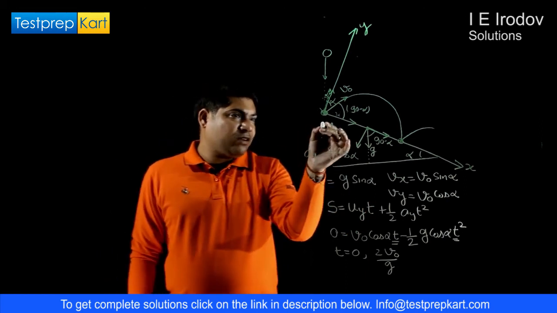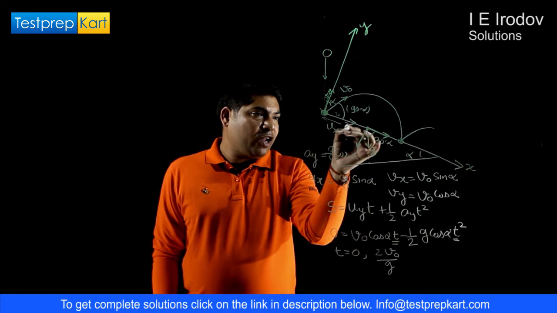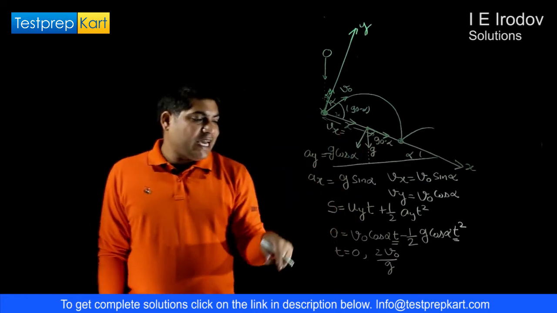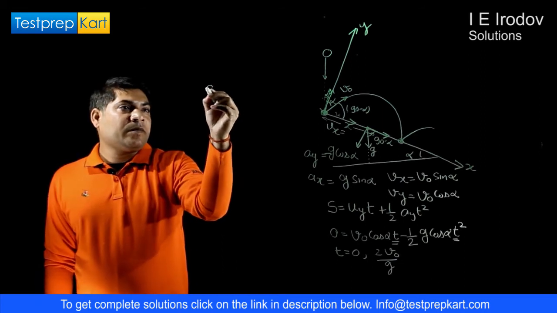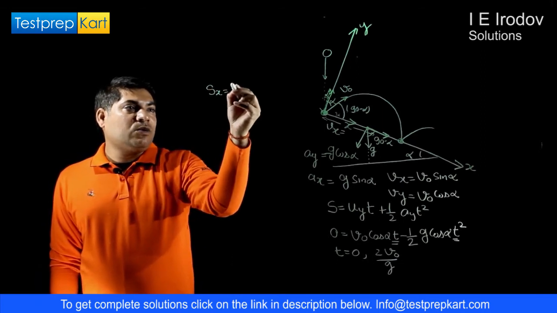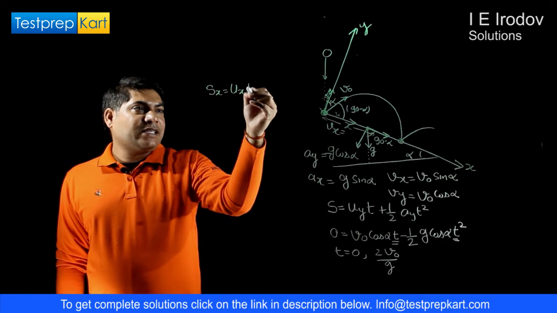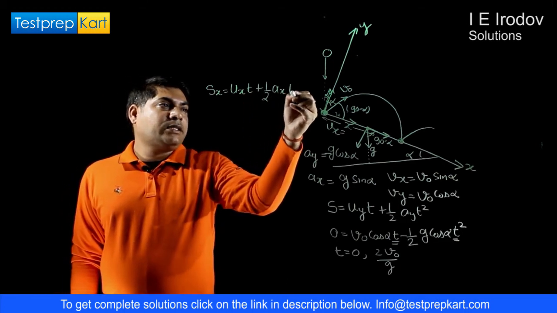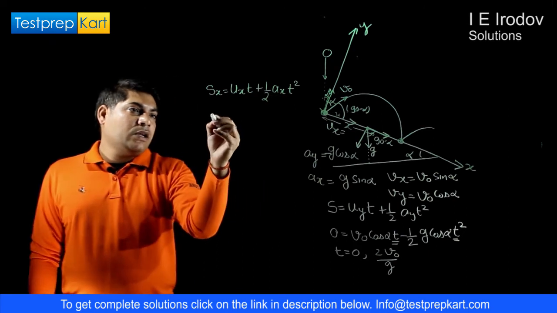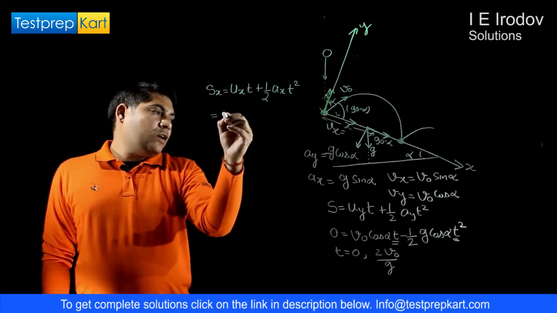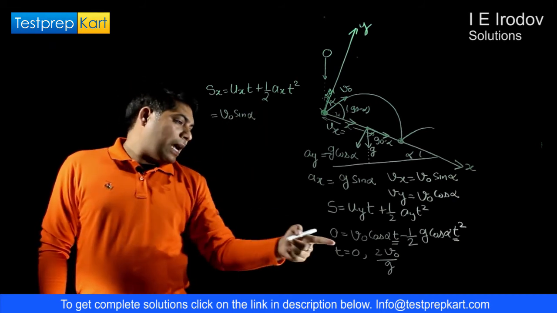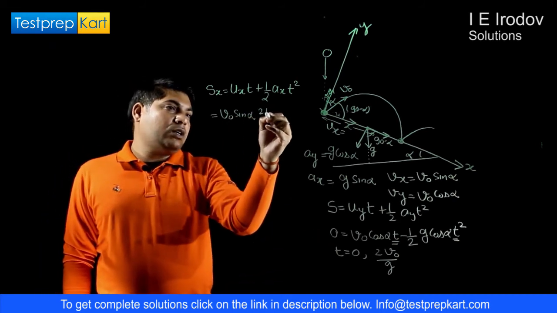Now we have to calculate this displacement along x direction, that is coordinate x. Again we can apply the equation, Sx is equal to ux t plus half ax t square. So ux is v naught sine alpha, and time is 2 v naught over g.